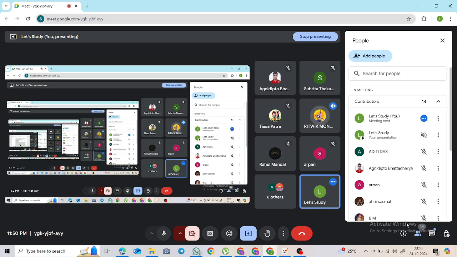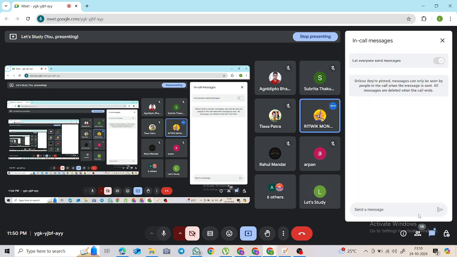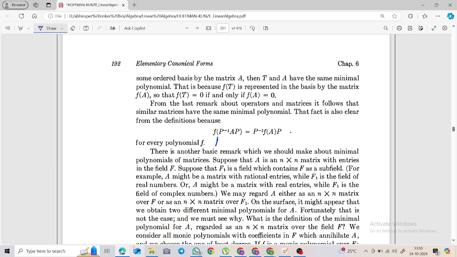Sir, I have a doubt in that line. What? Sir, the linear operator T and the matrix A have the same minimal polynomial. I can't understand that line in the first line. What is the minimal polynomial of T?